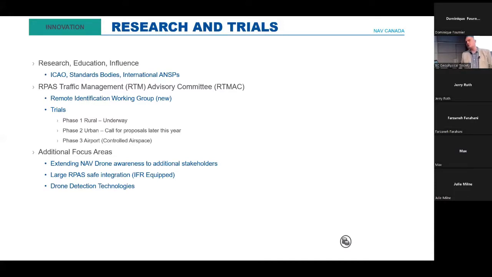So additionally, what we're also looking at is that Nav Drone has a full roadmap for the next couple of years. Outside of beyond visual line of sight and what we'll do there, there are additional capabilities we want to bring in, and bringing that to other stakeholders like airport authorities is also important.